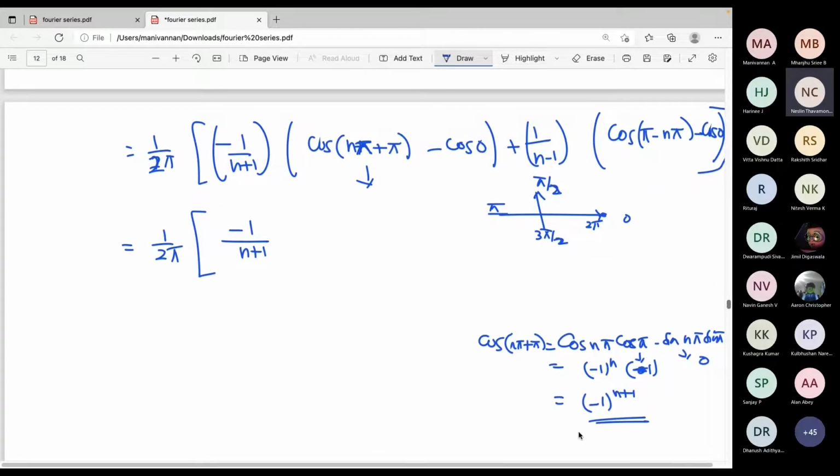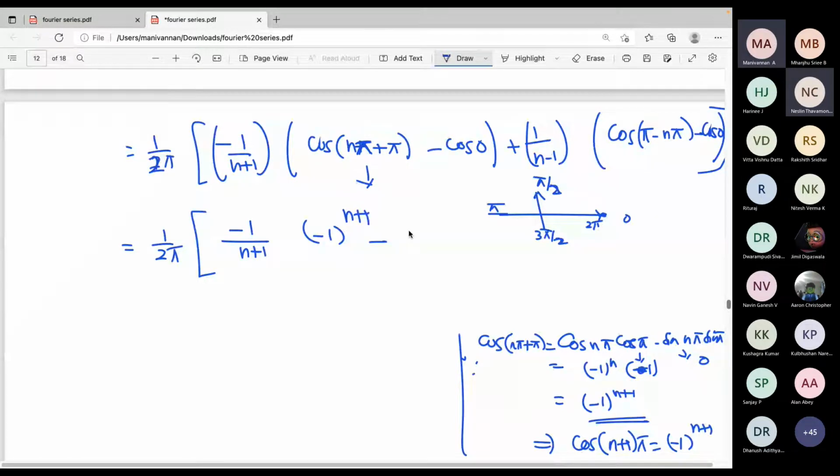Yes. That cos of n plus 1 into pi means we treated it as n, so minus 1 to the power n plus 1. Simple formula. So this term will be written as minus 1 to the power n plus 1 minus 0. Okay, so in this way we may write.